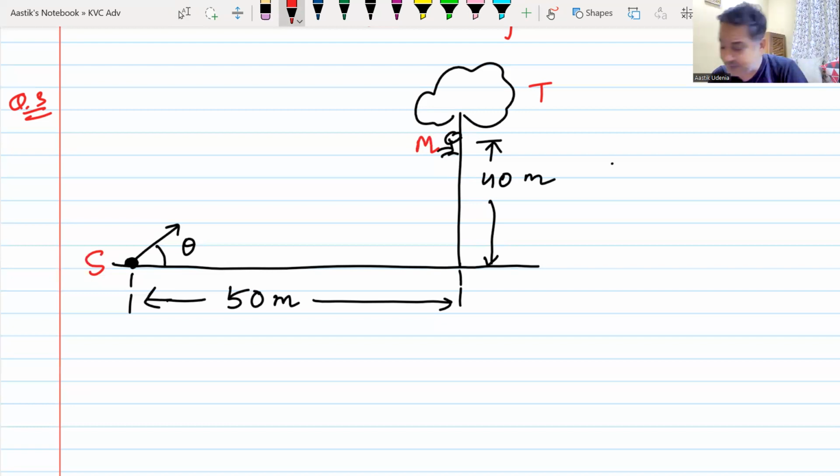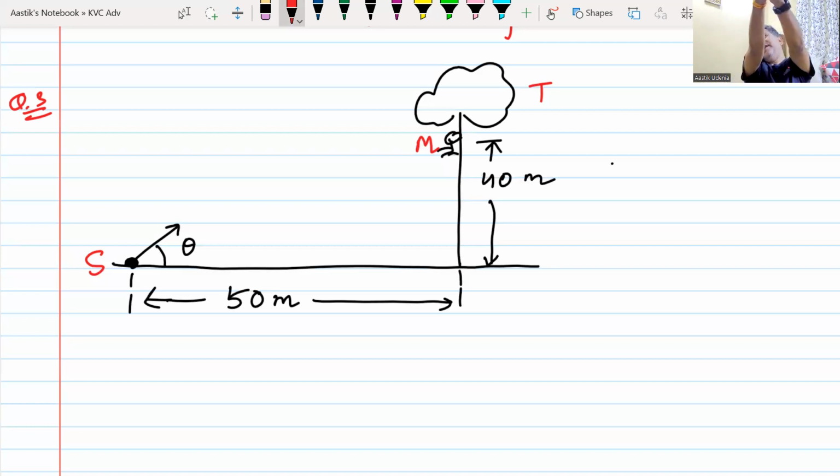This question is asked in a different way. The angle is given, and it is said that the monkey is on the tree and the shooter is pointing at the monkey. As soon as he shoots, the monkey drops. Will the bullet hit the monkey? Do you understand? Both questions are similar.